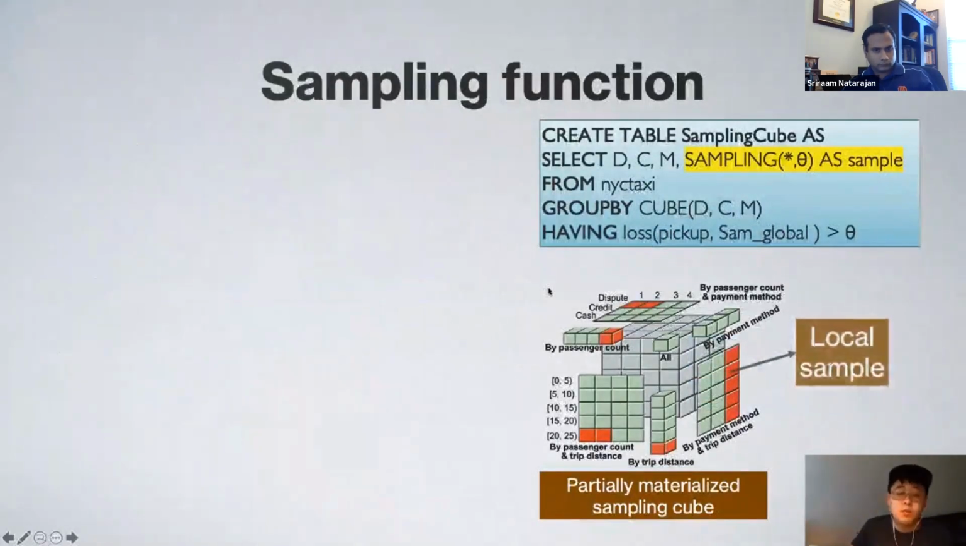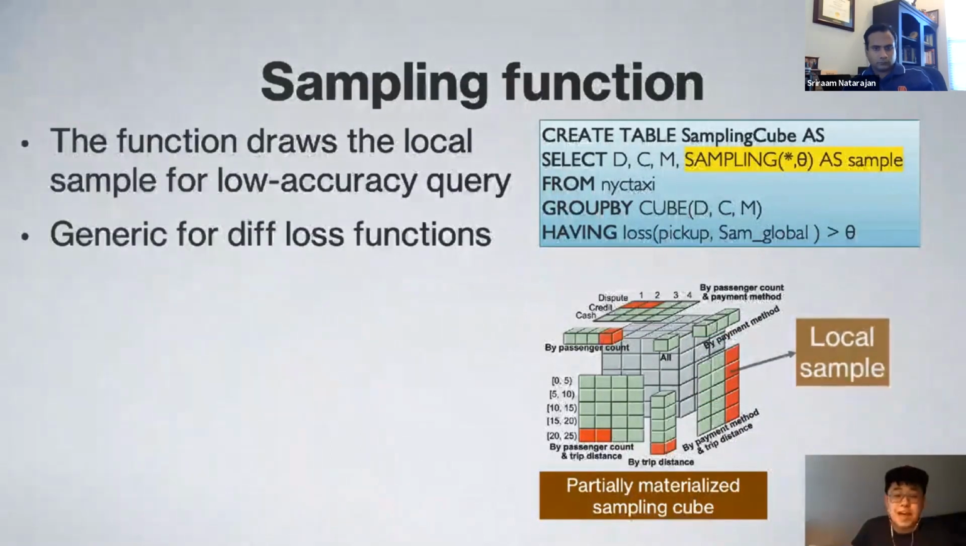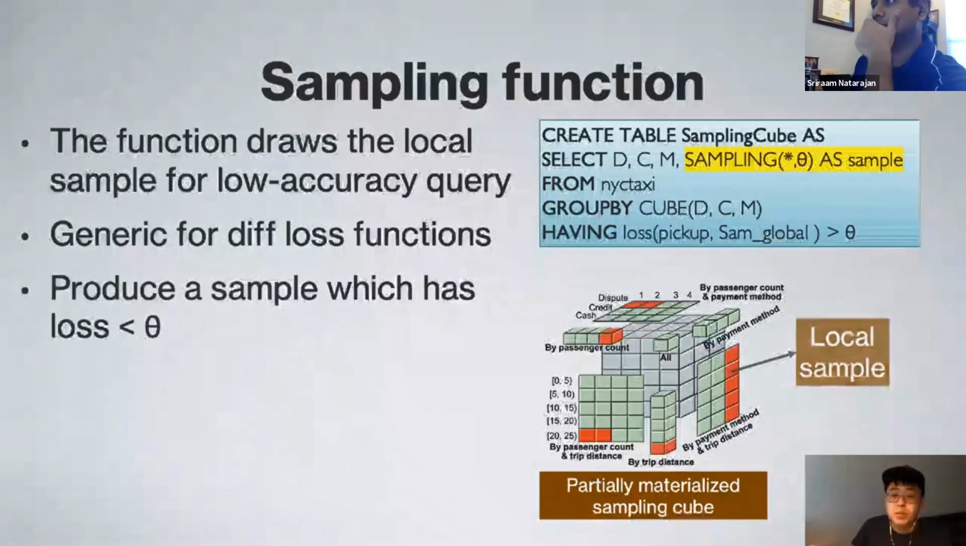Another important thing I want to talk about is the sampling function. Given the definition of the accuracy loss function, the sampling function will be used to draw the local samples for low accuracy queries, and it is generic for different user-defined accuracy loss functions. It uses greedy algorithms to produce samples. It will produce samples that guarantee that the accuracy loss is smaller than the user-specified threshold. Also, this algorithm tries to minimize the sample size at the same time.